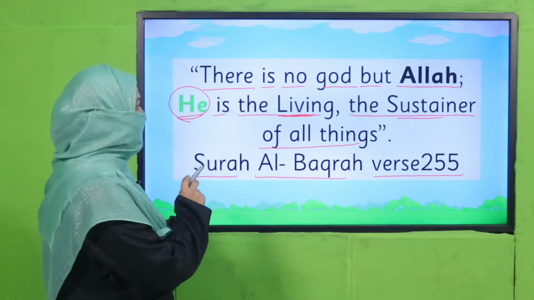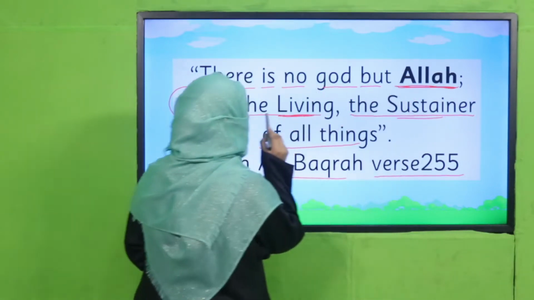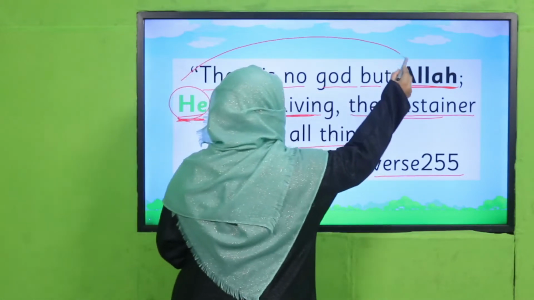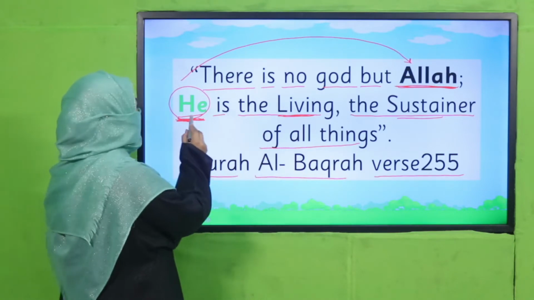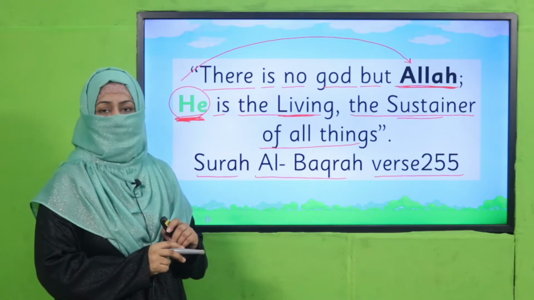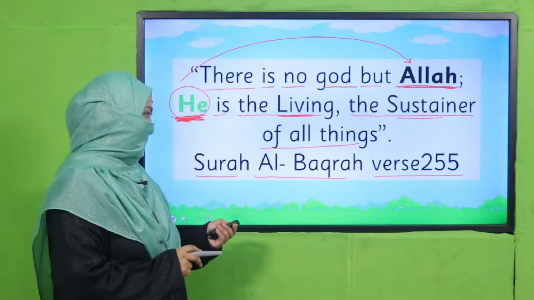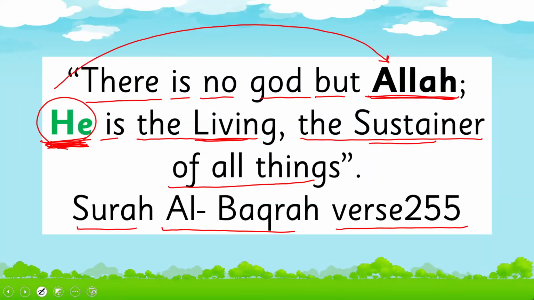And now I want you to look at this sentence. There is no God but Allah, and this He is referring to Allah subhanahu wa ta'ala. Instead of writing Allah again, Allah is the living, we have used this word He. He is living, means Allah subhanahu wa ta'ala is living. So such type of words, what are they called? Do you remember? Okay, then tell me what are substitution words. Pause the video, answer this question to your teacher, and then come back.